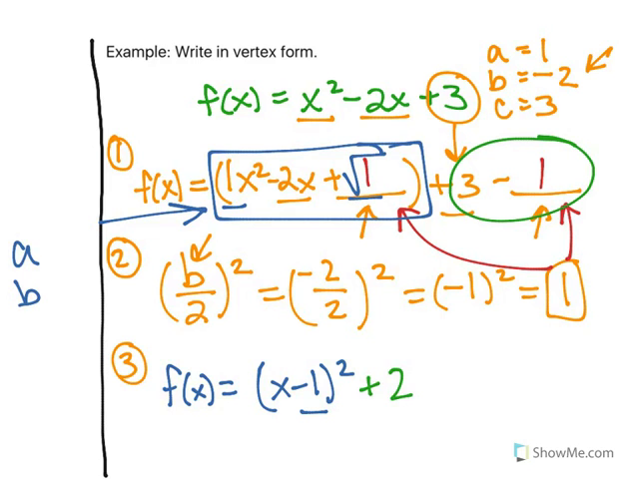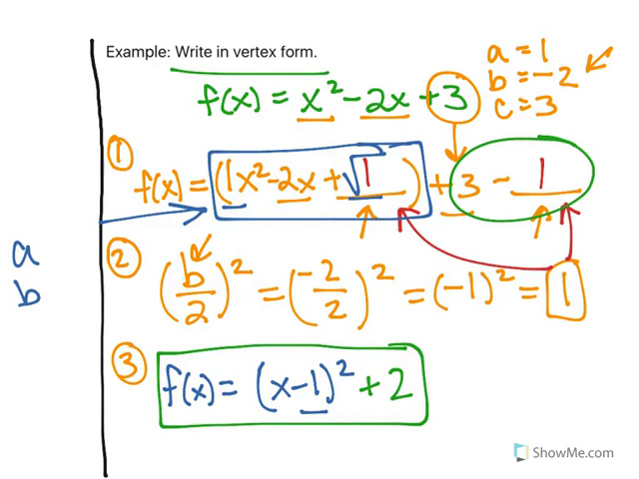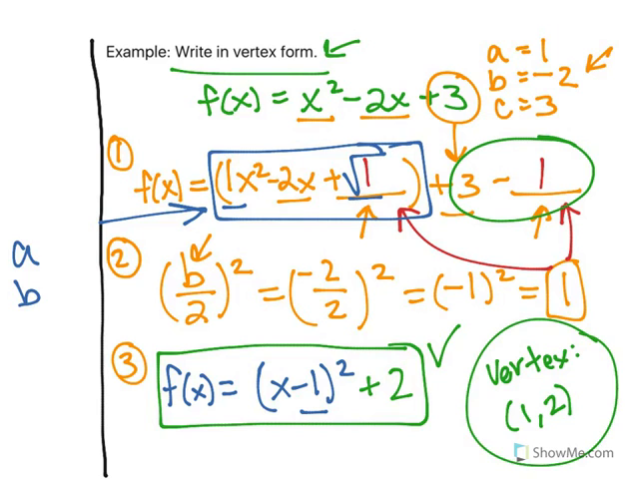And we've successfully written this equation in vertex form. Okay, so the directions said write in vertex form. We have successfully done that. Now you can see you can very easily find the vertex of this quadratic equation because it's in vertex form. So the vertex here is (1, 2). Okay, that's just extra information. It was not asked of us in this example directions. But you can figure it out pretty quickly, which is the point of writing our equation in vertex form.